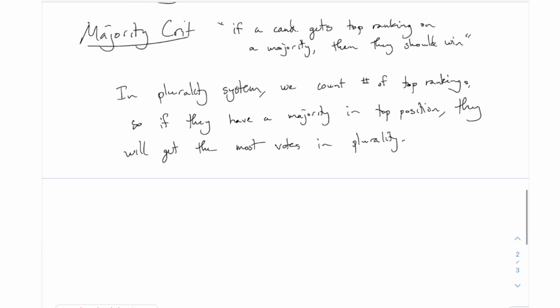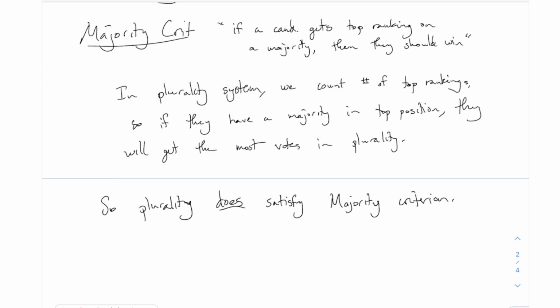So to summarize what I just said, the plurality does satisfy the majority criterion. All right. This is a good thing for the plurality system. It means that if there really is a candidate who a majority likes the best, they're going to win. And this is how we feel it should work in the real world. All right. The plurality system does satisfy the majority criterion.